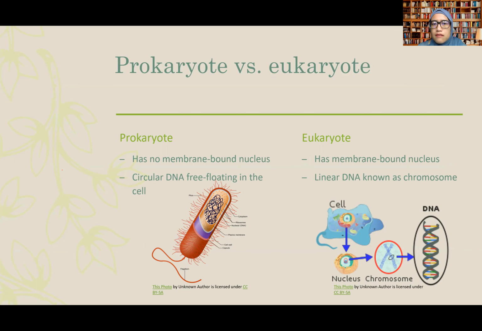So I already said that its chromosome is circular, just floating around the cell. It doesn't have a linear chromosome like eukaryotes. As humans, we have, I think, 23 pairs of chromosomes, which are linear chromosomes. But prokaryotes only have one chromosome. It only has one circular chromosome like that.